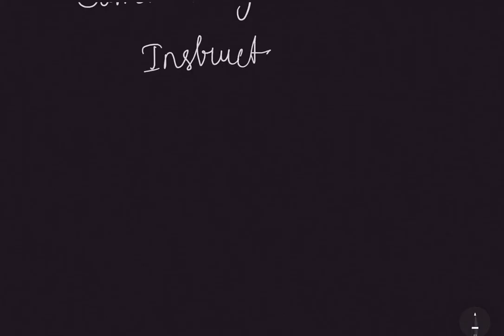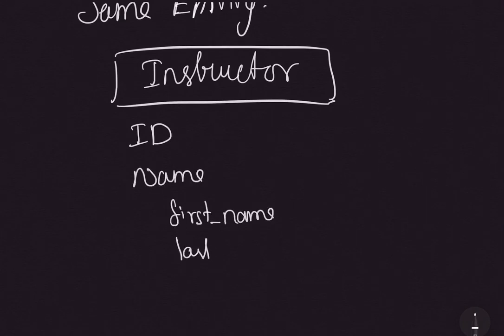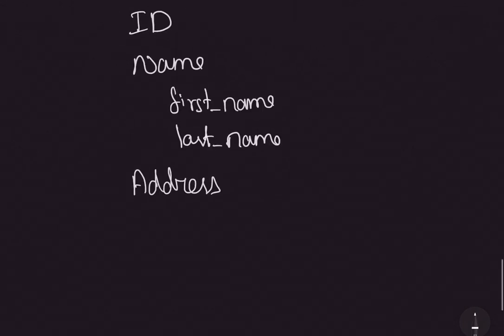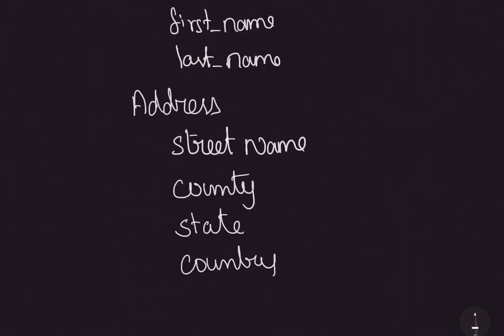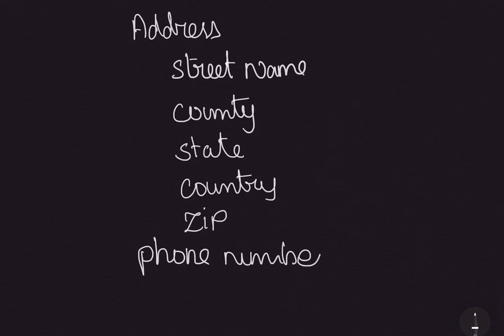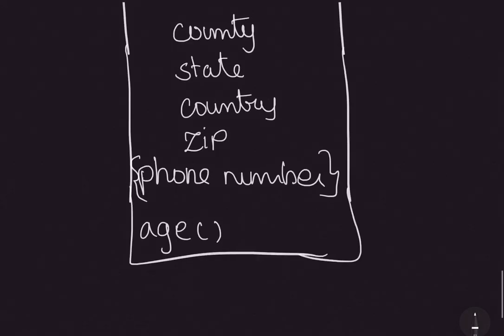Instructor is an entity name. ID is a unique identifier. Name is a composite attribute. Address is also a composite attribute, which is represented with a space in the front, like this. And phone number is a multi-valued attribute, and age is a derived attribute.